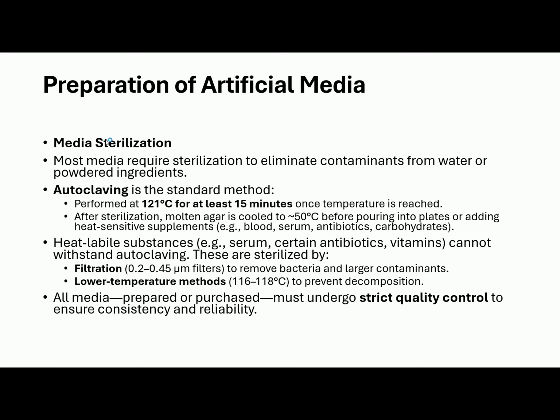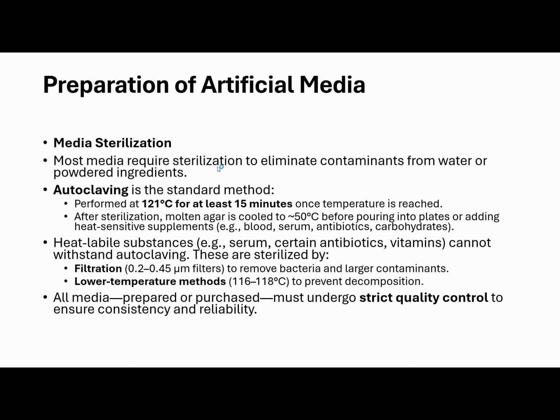Now, how would you prepare artificial media, class? You need to make sure that you sterilize this to eliminate contaminants. The most common method of sterilization is autoclaving, prepared at 121 degrees centigrade for at least 15 minutes. After sterilization, molten agar is cooled to 50 degrees before pouring into plates or adding heat-sensitive supplements.